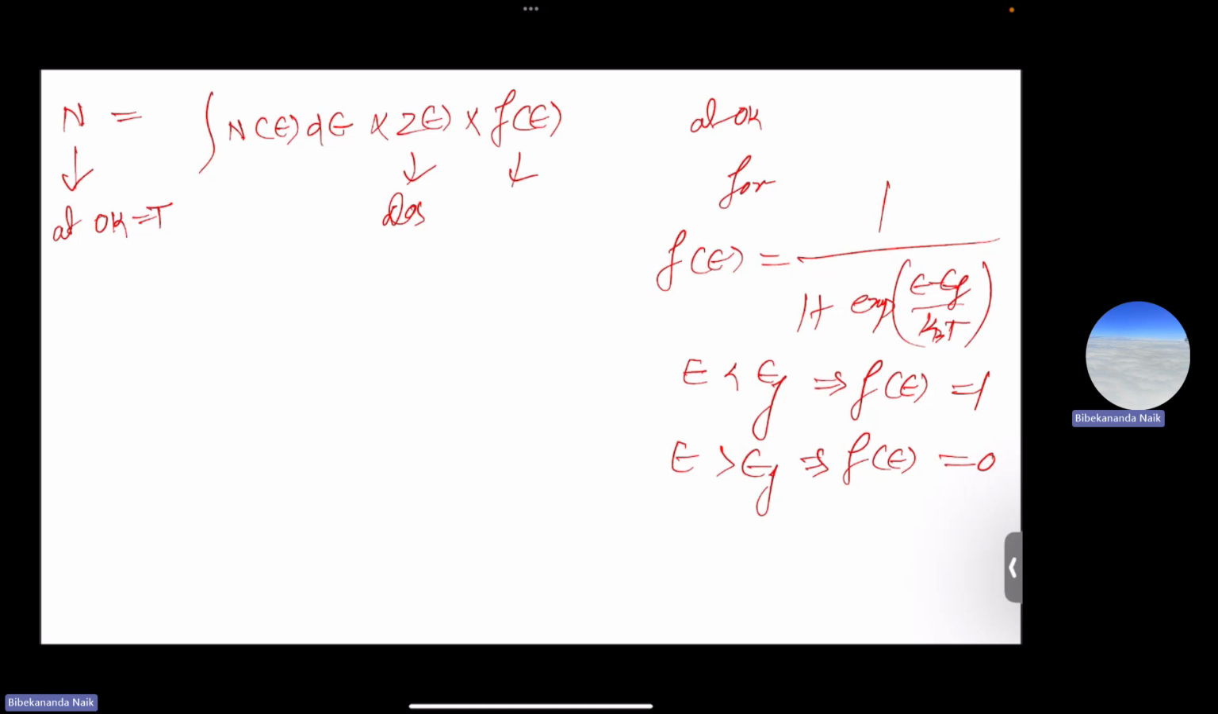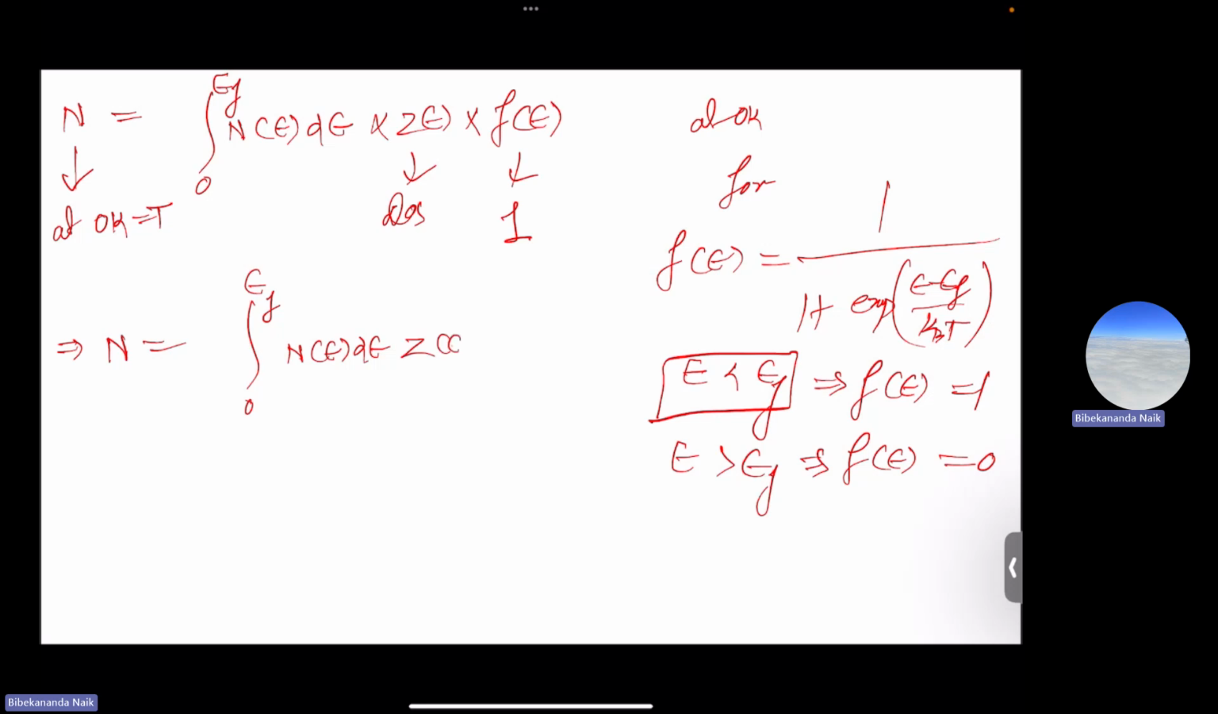So at absolute zero temperature, all the energy levels above the Fermi energy are empty, and all the energy levels below the Fermi energy are completely filled. For E less than EF it is 1, and for E greater than EF it is 0. So in the integration we only take E less than EF. The integrating limit will be 0 to EF, and in place of Fe we can put 1. So N will be the integral from 0 to EF.